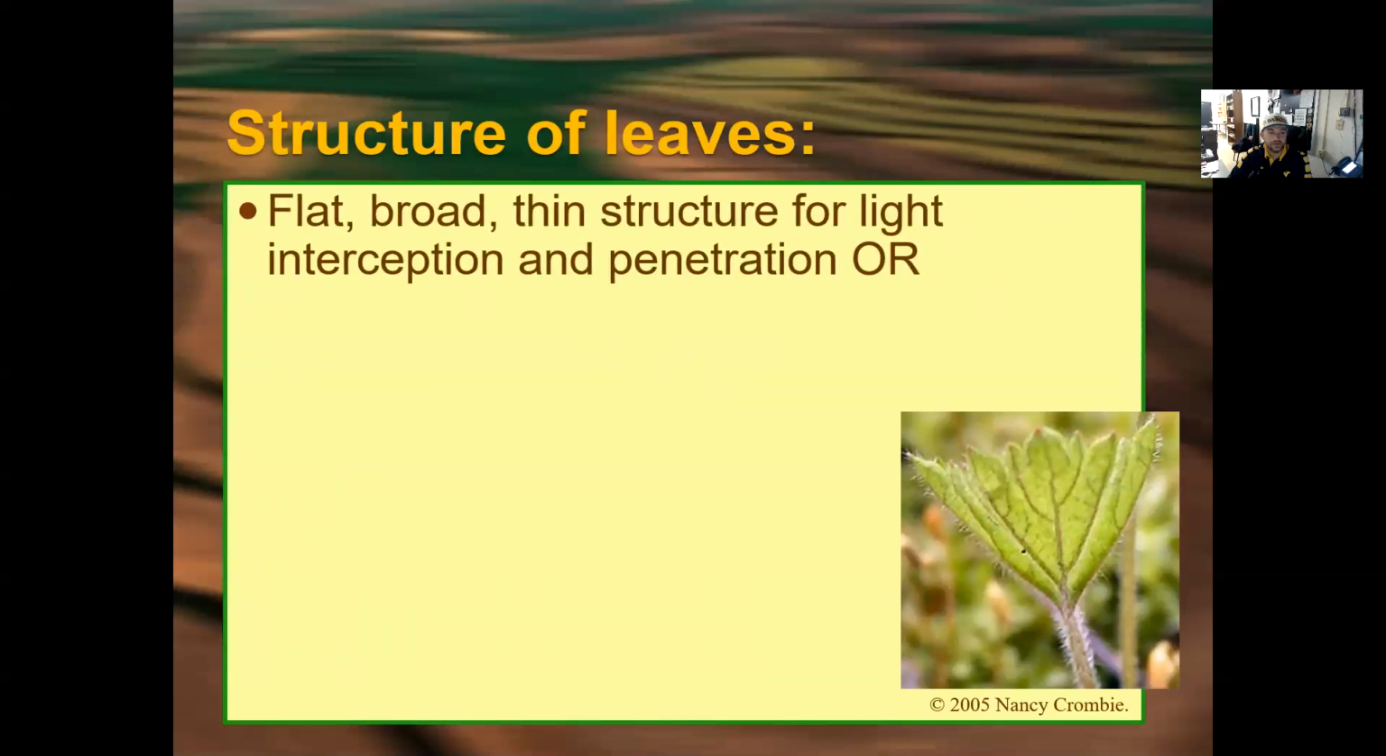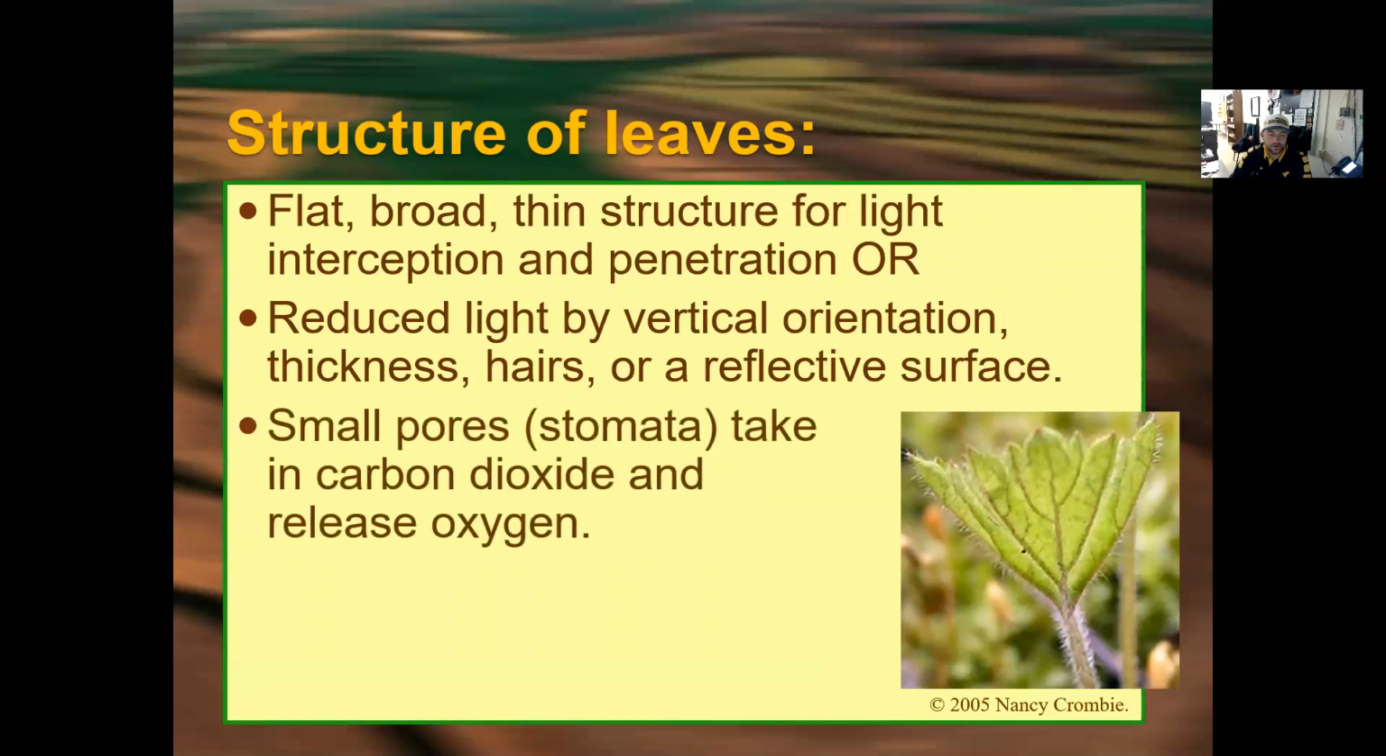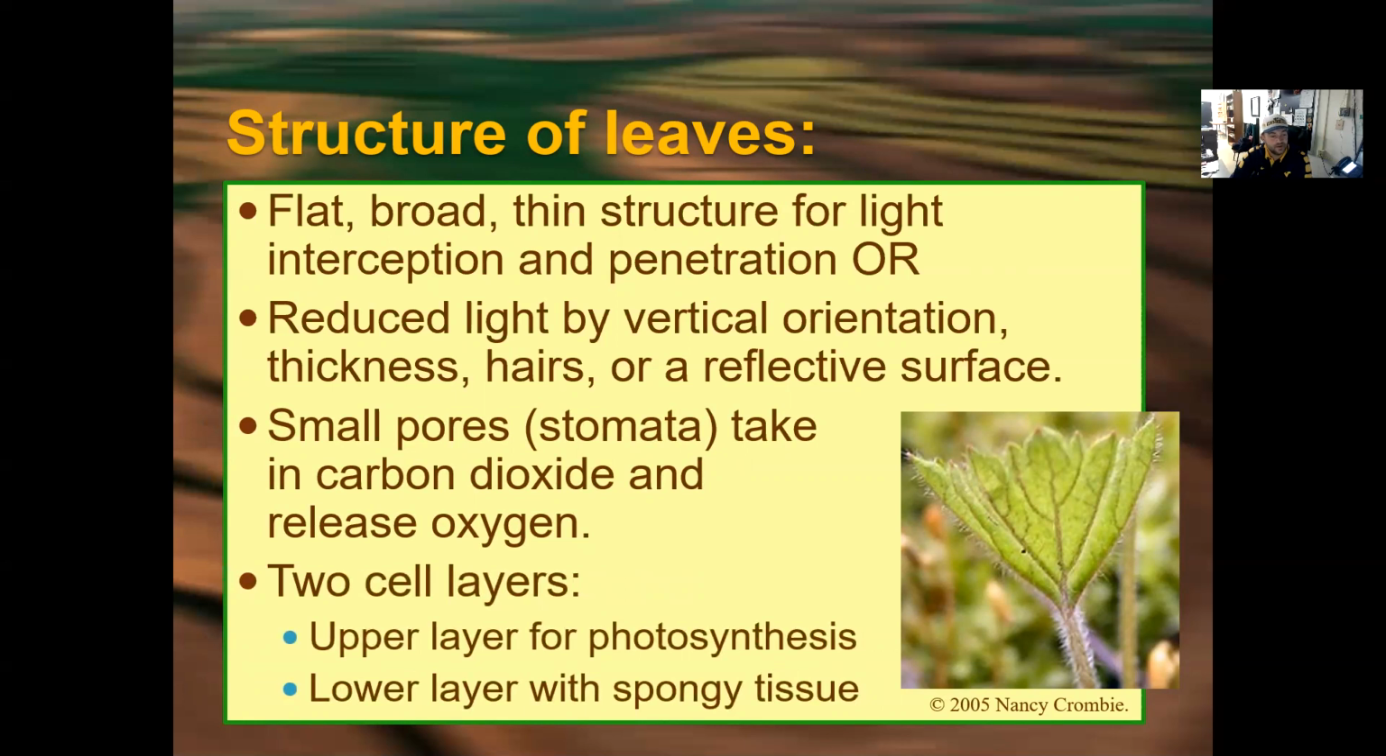Structure of leaves: you have a flat, broad, thin structure for light interception and penetration, or reduced light by vertical orientation, thickness, hairs, or reflective surface. Just remember the leaves take in sunlight. They're a huge part of photosynthesis. With the leaves taking in sunlight and the roots taking in water and nutrients, that provides a good combination for the process of photosynthesis to help the plant create its own food and grow. Small pores take in carbon dioxide and release oxygen, and there are two cell layers, the upper layer for photosynthesis and the lower layer with spongy tissue.